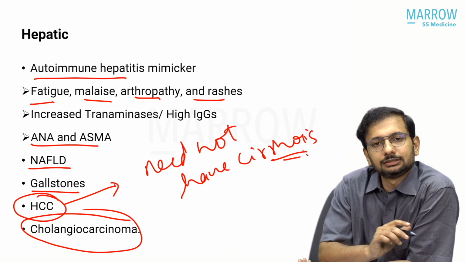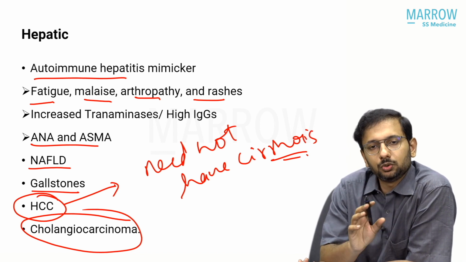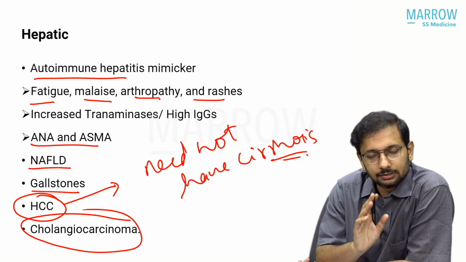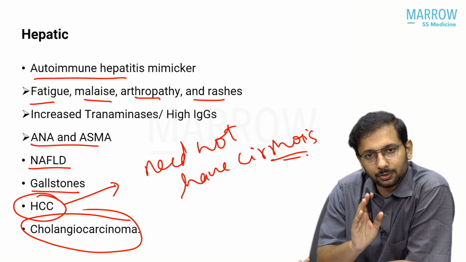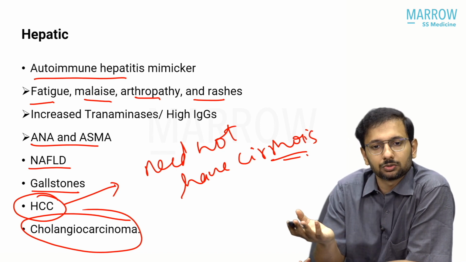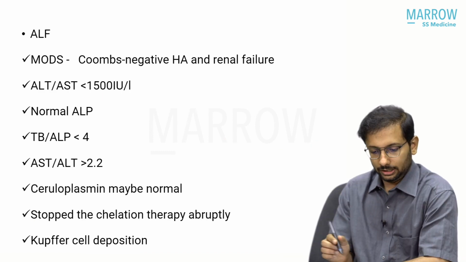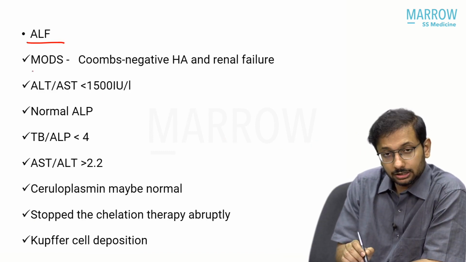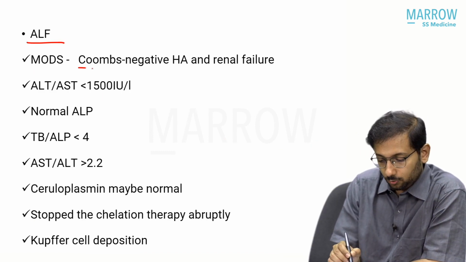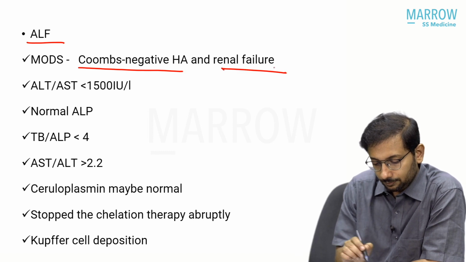The classical teaching is once you have cirrhosis, you get hepatocellular carcinoma. In Wilson's disease, you have hepatocellular carcinoma with or without cirrhosis. Now, ALF with Wilson's disease is unique. It is almost always accompanied with Coombs-negative hemolytic anemia and renal failure.